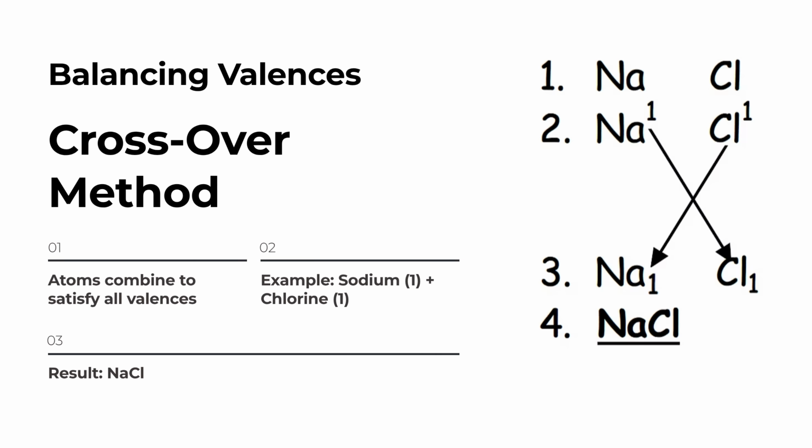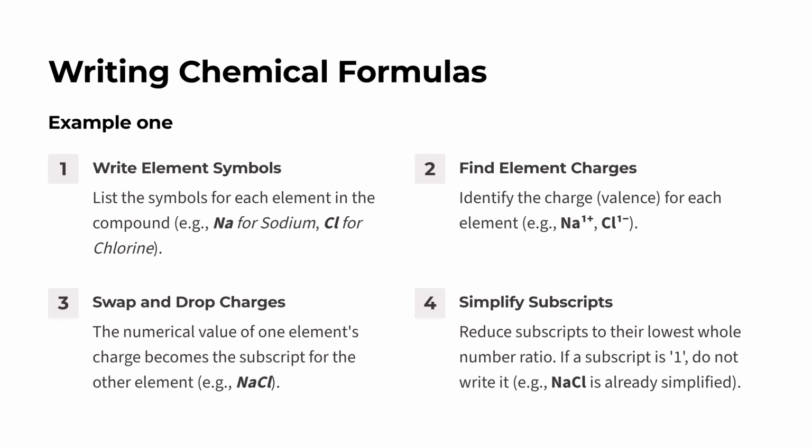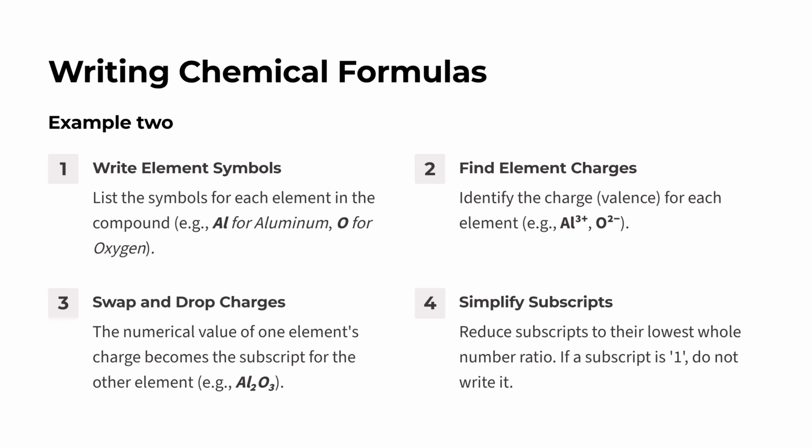So how do we use valency to write formulas? We use the crossover method. Let's try sodium and chlorine. Sodium's valency is 1. Chlorine's valency is also 1. Cross them over, 1 to 1, and you get NaCl. Done. Now, aluminium and oxygen. Aluminium has valency 3. Oxygen has valency 2. Cross them over, and you get aluminium oxide. See how the numbers balance out? This method makes sure all the hands are held properly.